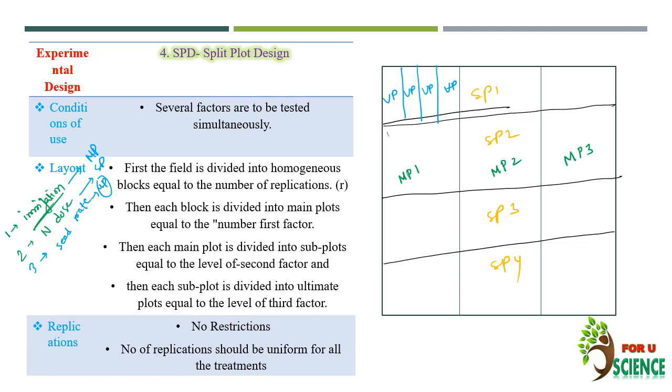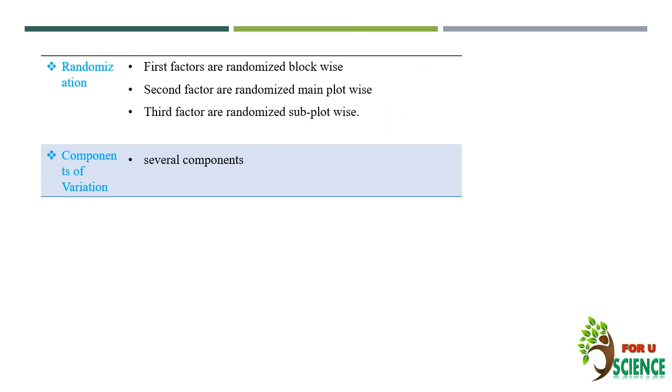You just read this and you will get all the things. In replication, we don't use any restriction, and the number of replications will be uniform for all the treatments. Regarding randomization, in the earlier design the first factor is randomized block-wise. But here it is different: it is not block-wise; the first factor is randomized main plot-wise, the second factor subplot-wise, and the third factor ultimate plot-wise.